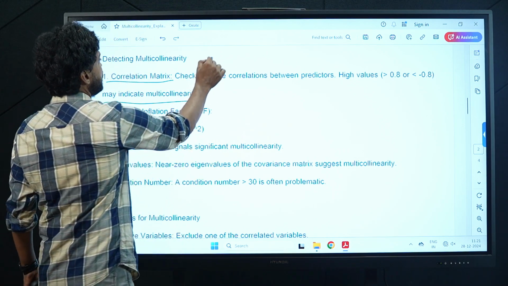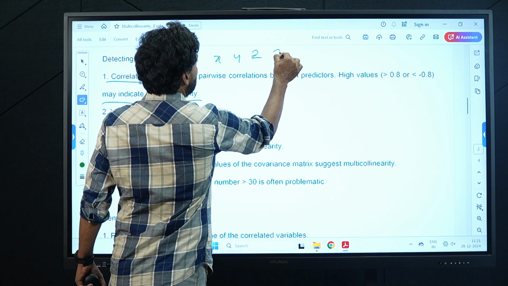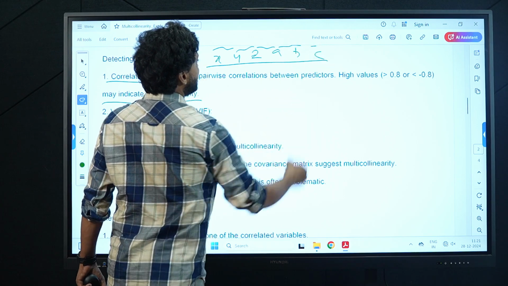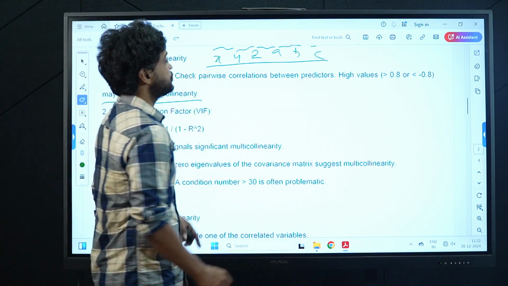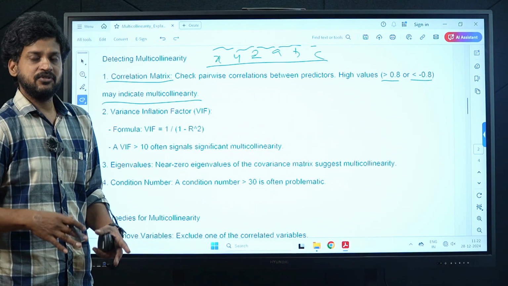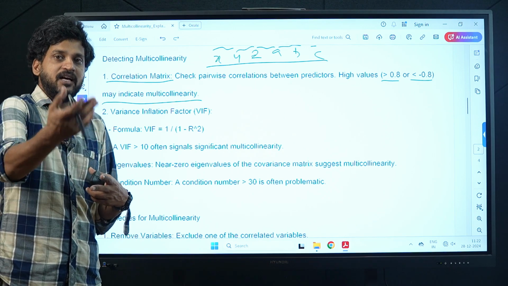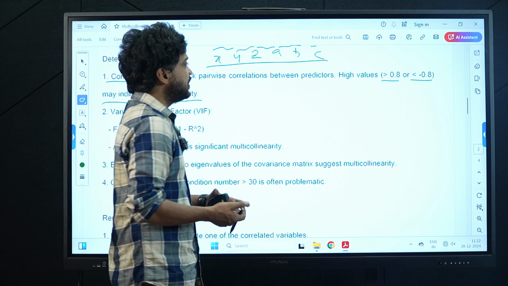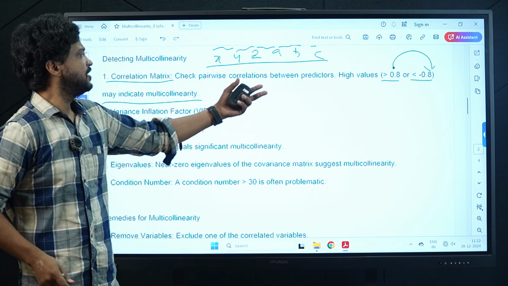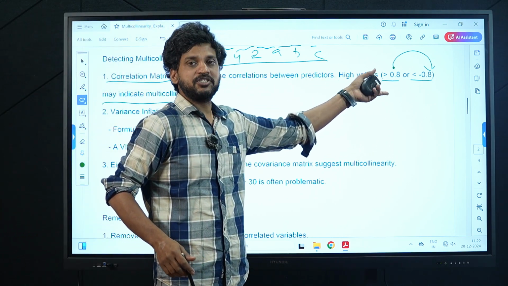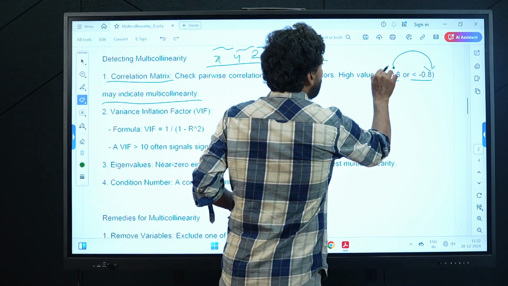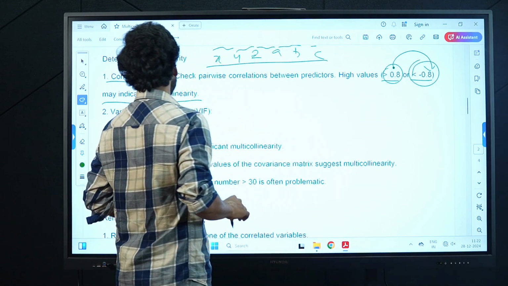Now the thing is, let us take X, Y, Z, A, B, C. These are the variables. What we need to do is take the pairs of each variable and identify the collinearity. High values greater than 0.8 or less than minus 0.8, in any way, because the sign, whether it is positive or negative, doesn't matter. So if it is beyond 0.8, we need to understand that these are multicollinear.